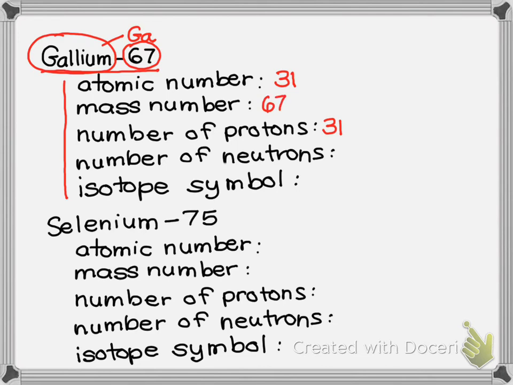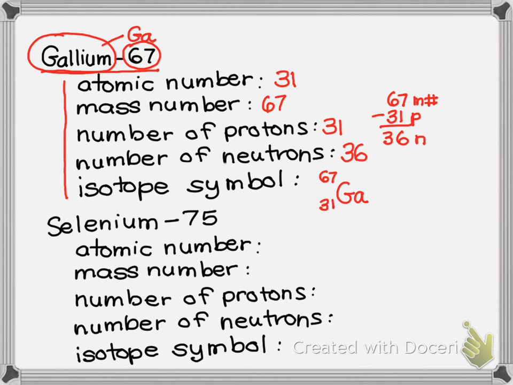Now mass number equals protons plus neutrons. So if I take the mass number and I subtract the number of protons, this is protons, this is the mass number, then I would get the number of neutrons. So there are 36 neutrons. So for the isotope symbol, we have Ga for the element symbol, the mass number is 67, and the atomic number is 31.